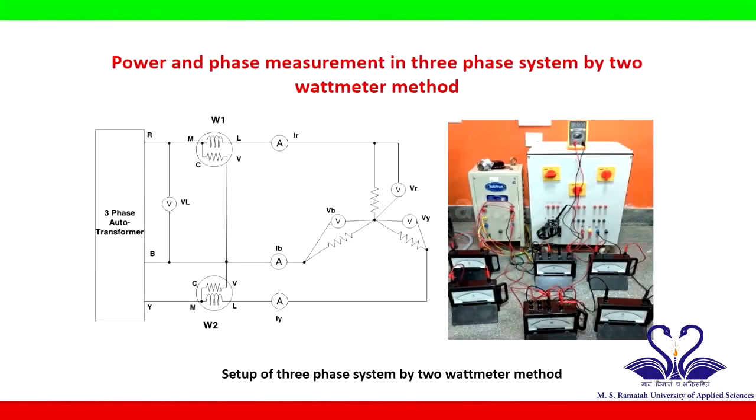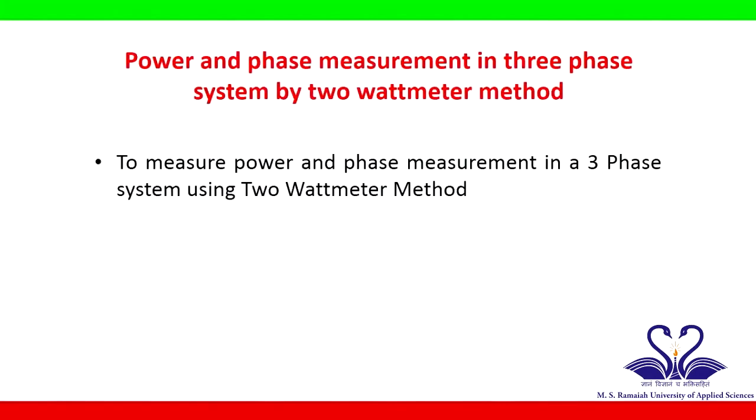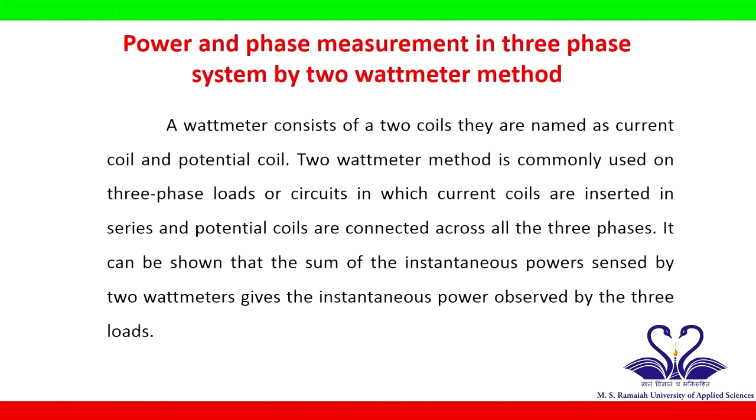Hi students, let us have a discussion on power and phase measurement in a three-phase system by the 2 wattmeter method. The objectives of this laboratory experiment are to measure power and phase in a three-phase system using the 2 wattmeter method. Basically, a wattmeter consists of 2 coils. They are named the current coil and the potential coil.